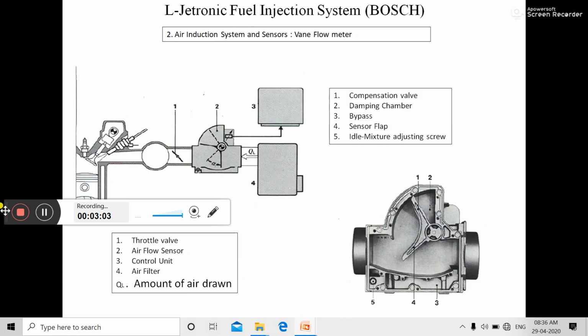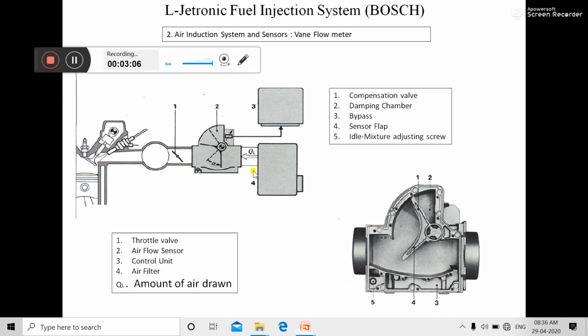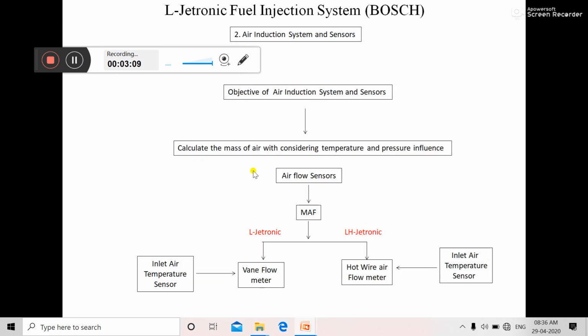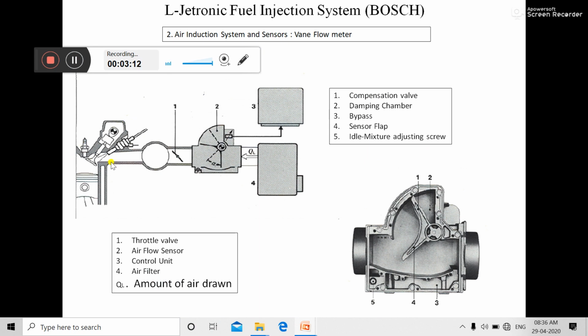This is your first kind of airflow sensor, the vane meter, or vane flow meter. Here this is your combustion chamber, the fuel injector is there, this is your inlet manifold. Before the inlet manifold, the throttle plate is there, because this is the manifold junction. Before that, the TPS and the throttle plate are located. Before that, this baffle plate or vane flow meter is there.